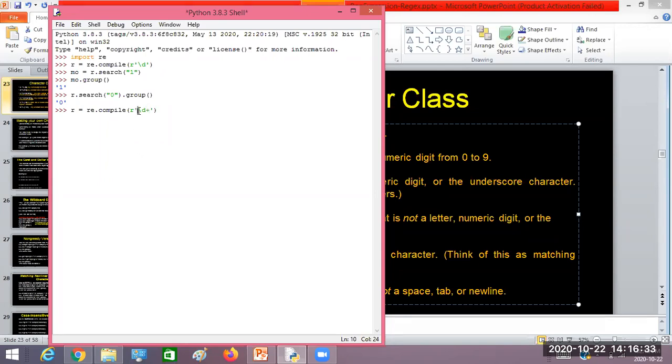What is the previous pattern here? Digit, 0 to 9, sir. So that means one or more occurrences of a digit, right? Earlier, I was writing only \d, which was matching only a single digit, right? So before I execute this one, let us understand this one.